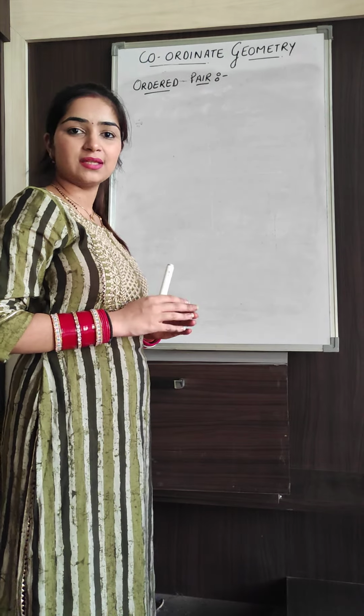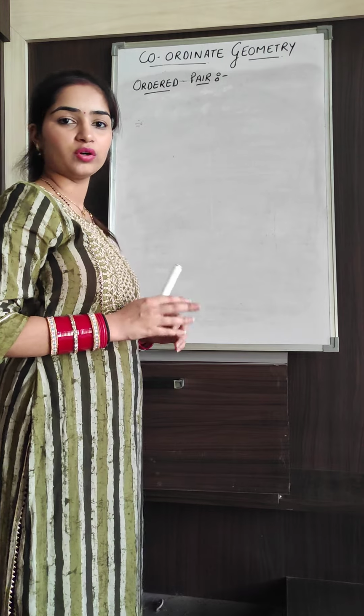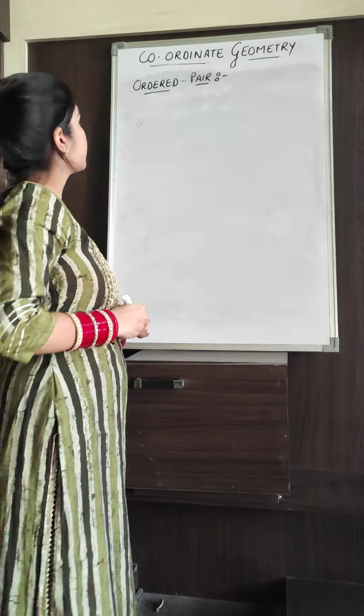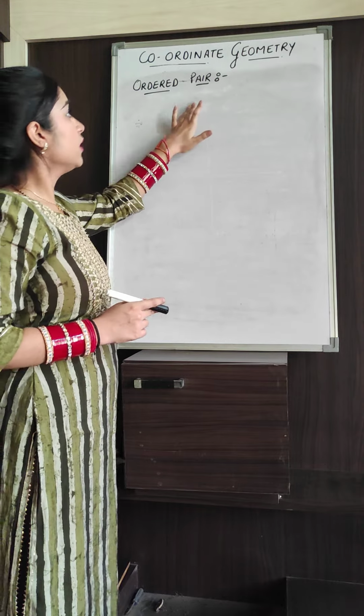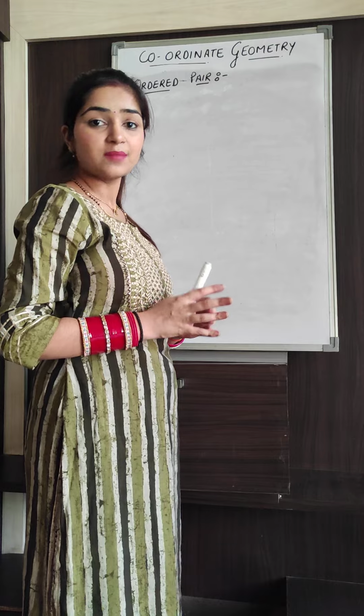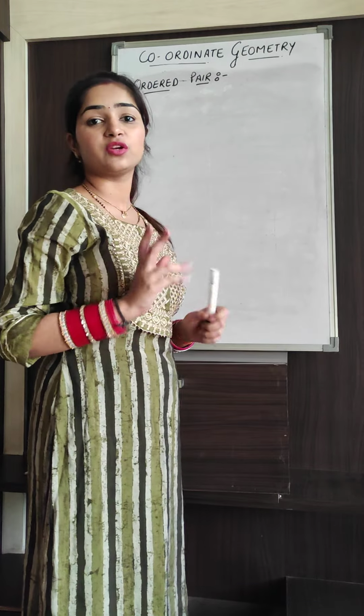Hello everyone, I am Simran and today I am going to discuss the topic coordinate geometry. But before discussing coordinate geometry, we have some more terms which are used in this topic, and we have to clear them first. Now the first term is ordered pair. What is an ordered pair? An ordered pair is a pair of two numbers which are listed in a specific order.